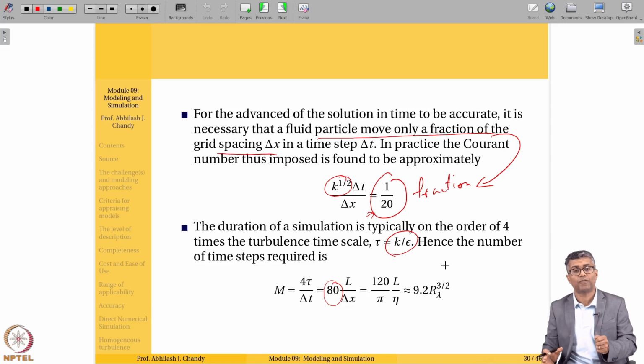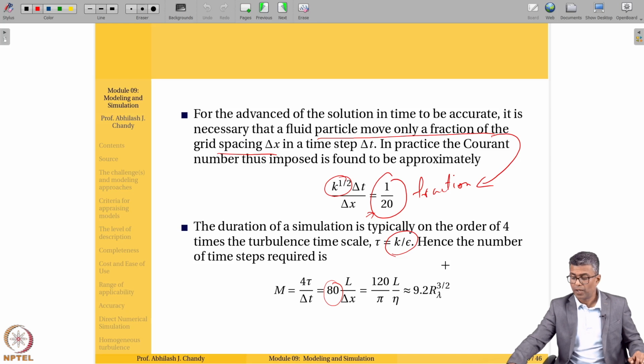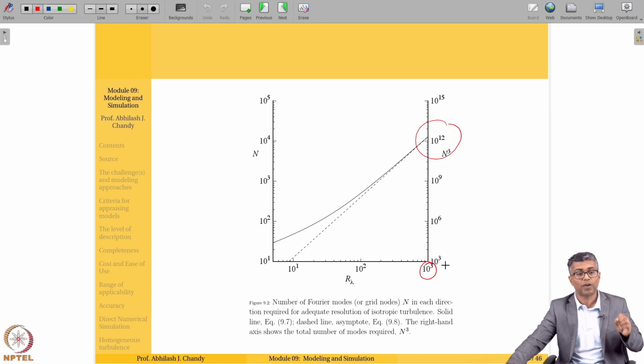And then that will give you the correct solution. So it was easier for us to do all this analysis in homogeneous turbulence and for direct numerical simulation. So what we have done here is now we have looked at all the criteria, right? We looked at the level of description, we looked at the cost and ease of use, the range of applicability and accuracy. And we compared the mixing length model and direct numerical simulation.